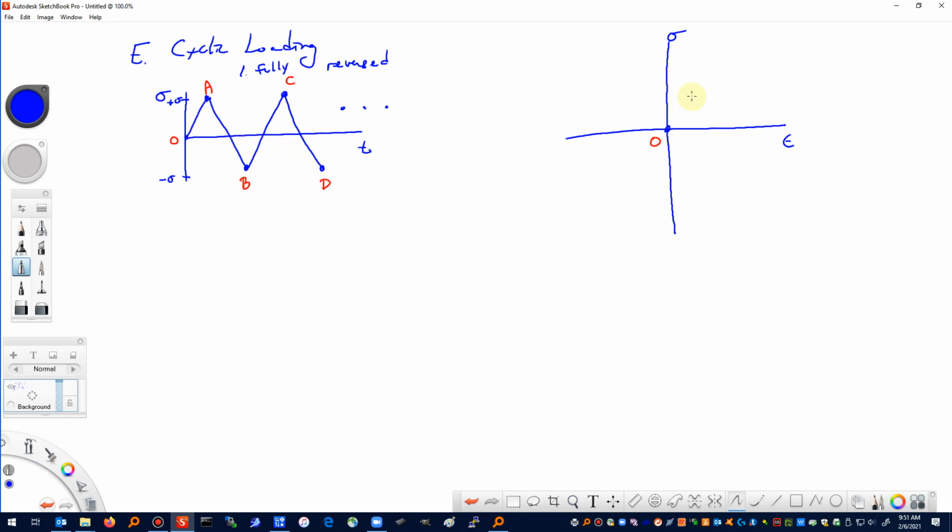And as we load it up, it's only going to be interesting for us if we load it past the yield stress of the material. So as we load it up, it has a linear elastic response, and then it has this curvy part as we talked about. Again, this is just a sketch, assuming that we have some plasticity going on. Okay, so that's what the shape of the curve would look like from O to A.